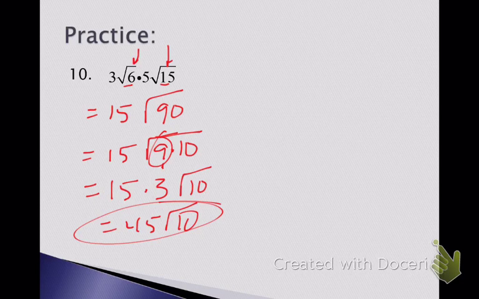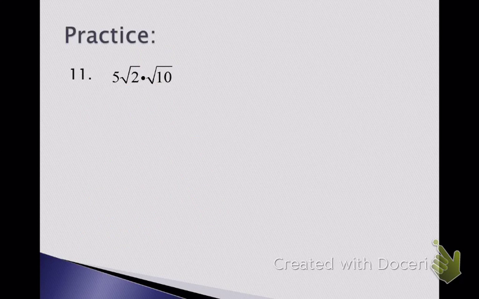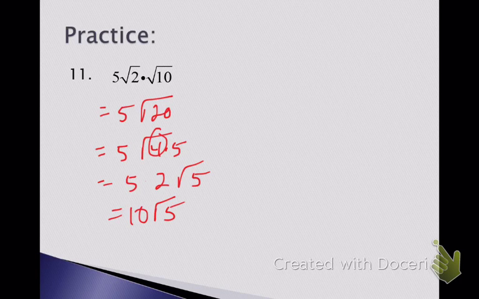Okay? Try 11. Stop the video, start it back up, and see how you do. All right, did you get 10 square root of 5? Again, 2 and 10 do not have perfect square factors, so just multiply everything on the outside and then everything on the inside. So you've got 5, 2 times 10 is 20. 20 can be factored into 4 times 5. The square root of 4 is 2. So you get 5 times 2 on the outside, which is 10 square root of 5.